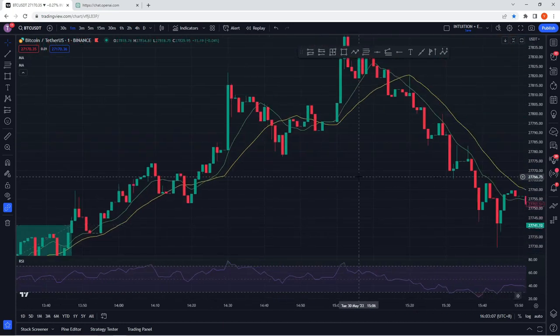Now we're going to look for the crossover right here. You can see that we have the crossover, but it's not coming from oversold territory, so that is not valid, and we're not going to take that position.